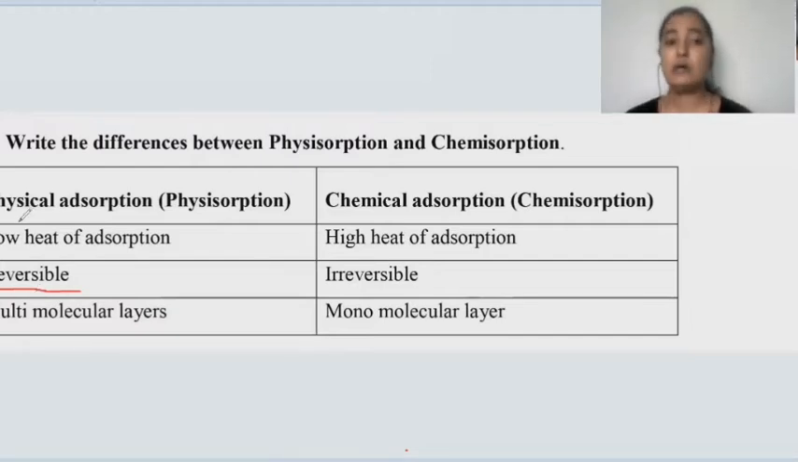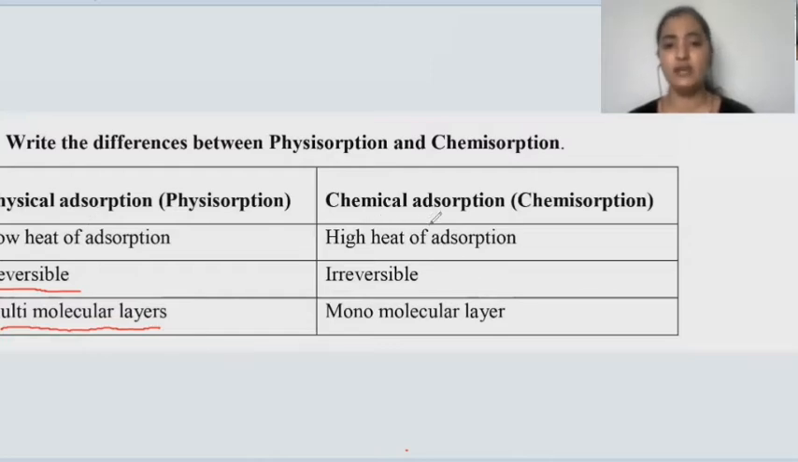And when the process of physical adsorption is taking place on the surface of the adsorbent, multi-molecular layers will be formed. That is, a large number of layers of the adsorbate will be formed on the surface of the adsorbent. These are the points you can write under physical adsorption.